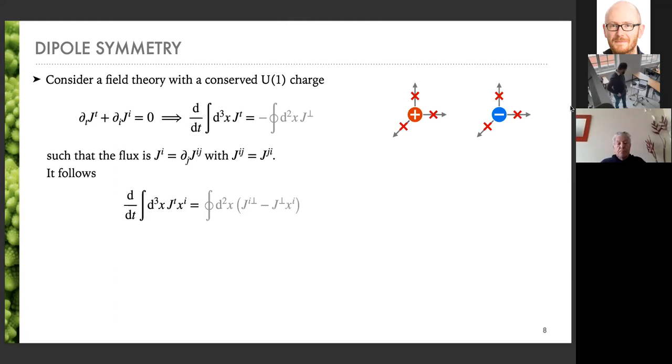But now allow me to do something a little fancy, where I say that the flux is somehow a total divergence. So the flux is a gradient. It's a little bit of an exercise, but it's something you can do on the back of an envelope: you will find that if you define a dipole moment density, which is j^t times x^i, and then you integrate it over some volume and compute the time derivative, it again is conserved.